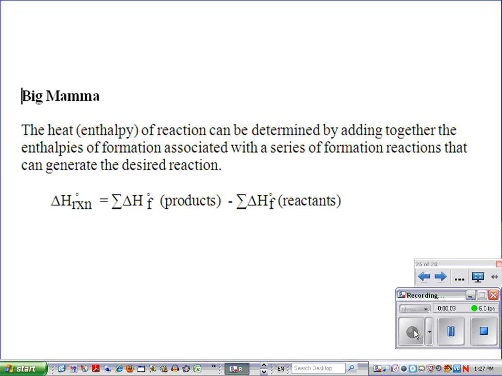All right, last lecture of the unit. We're going to figure out our final way to determine delta H. It's a super easy way. I'm only going to do a couple of examples, so it's really important you guys do your homework.